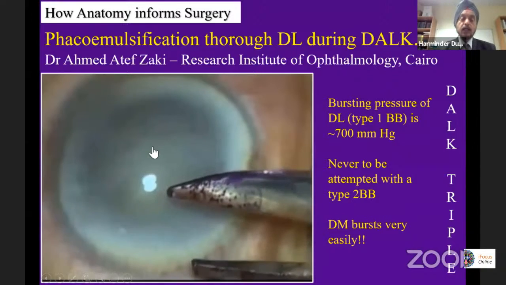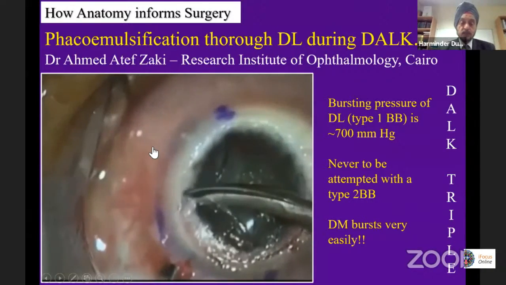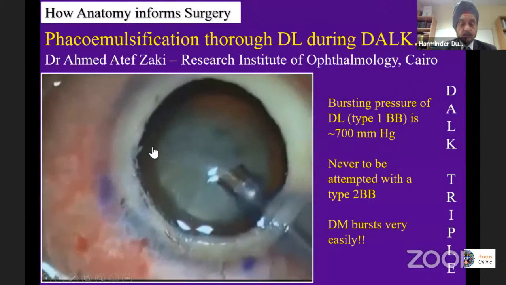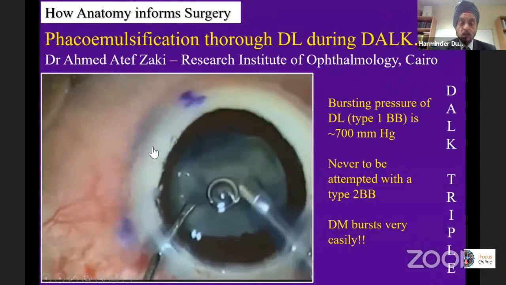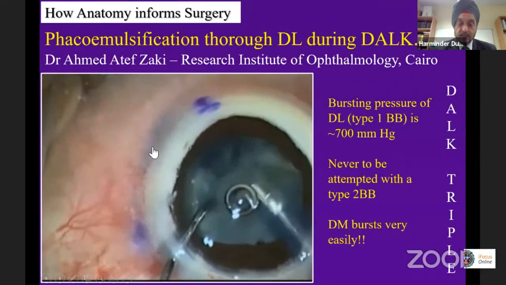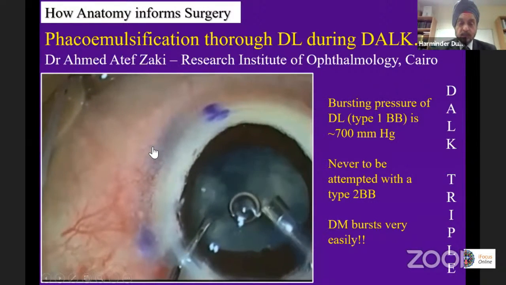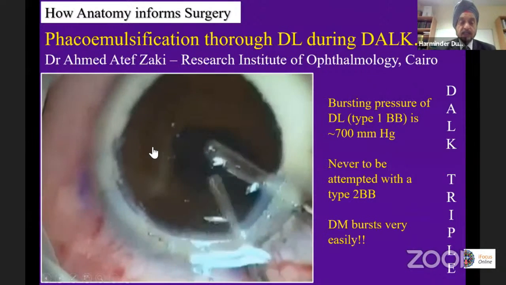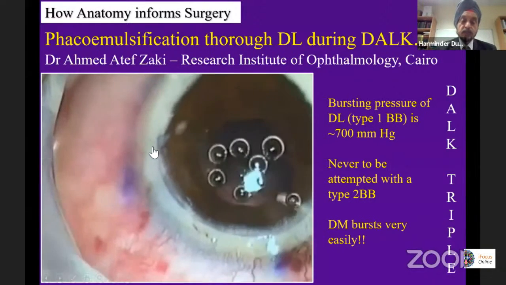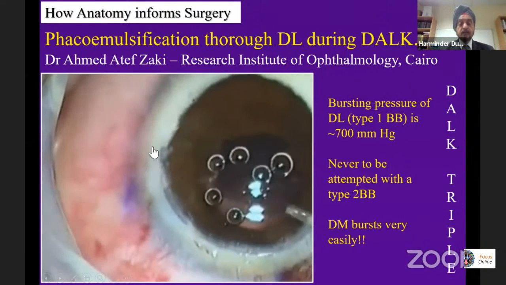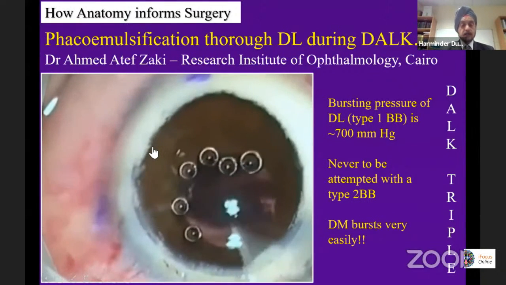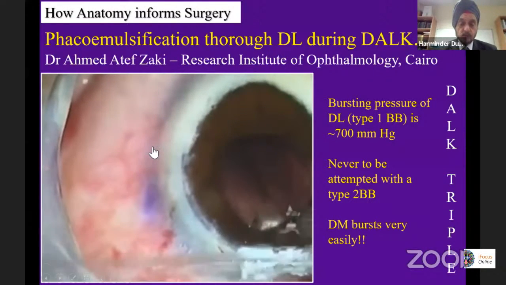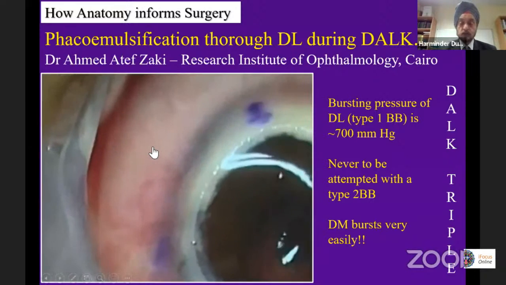But how do you adapt that to surgery? And this is from Dr. Zaidi. He was doing a DALK, got a type 1 bubble, but there was a cataract underneath. So he did the whole cataract operation underneath a type 1 bubble. And in one case, and this is the patient, there was a PC tear, so he did a vitrectomy as well, and then he put a sulcus implant. You can do a complete cataract operation under a type 1 bubble under the pre-Descemet layer, but don't ever try it with a type 2 bubble, because the moment you inject the viscoelastic, it's going to rupture.